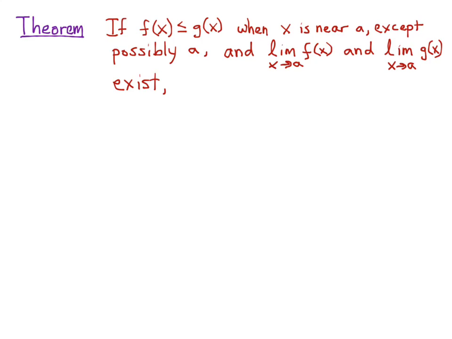So I'm going to say if we have two functions and one is less than or equal to another function when x is near a, except possibly at a. So I'm saying that a doesn't have to be in the domain of either of those functions, or if it's in the domain, it may even be a different value. But what I'm saying is that when we're near a, the two share this relationship where f at x is always smaller than g at x. And then I'm going to say that as we approach a, both of those limits for f at x and g at x exist. Okay, so there's the definition.